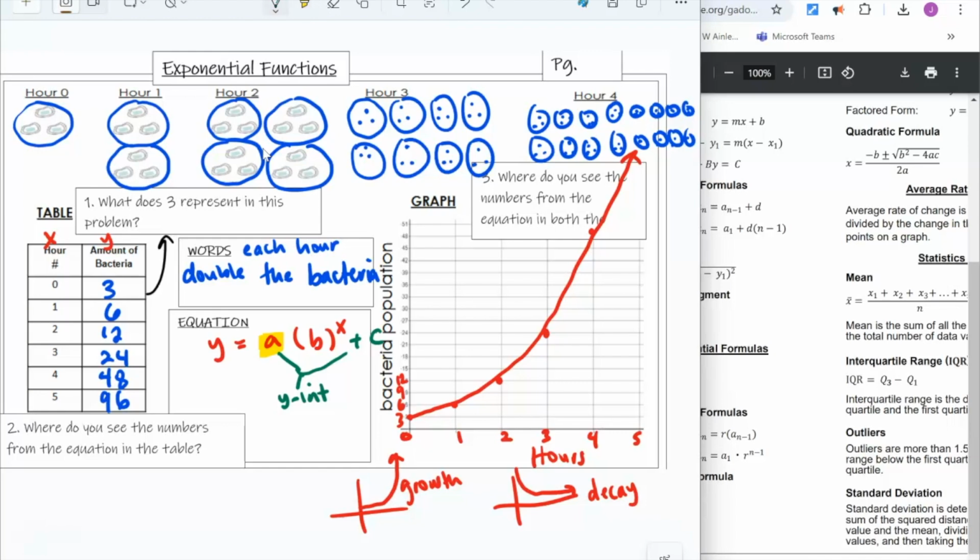Your B is your growth or your decay. How it is growing, growth or decay. So it's how it's growing if it's going up, how it's decaying if it's going down.